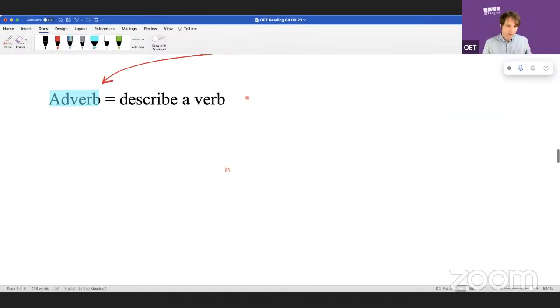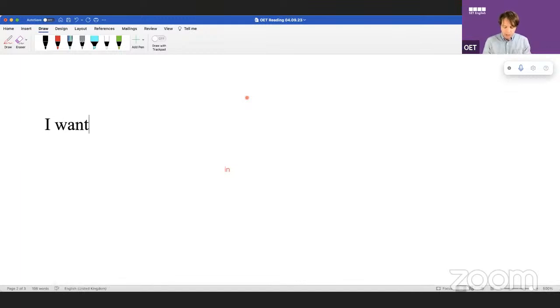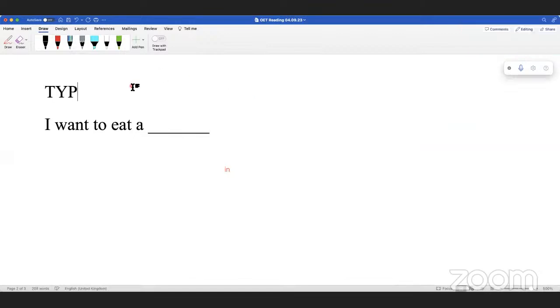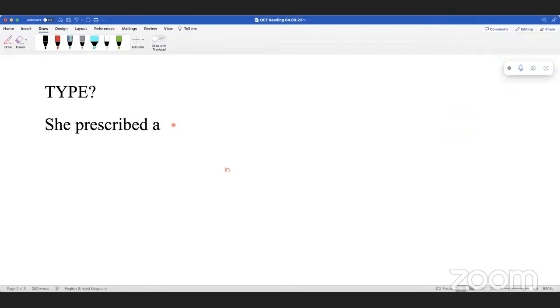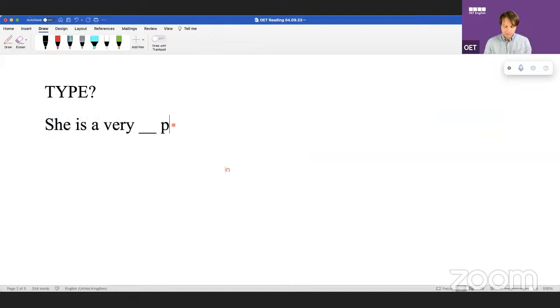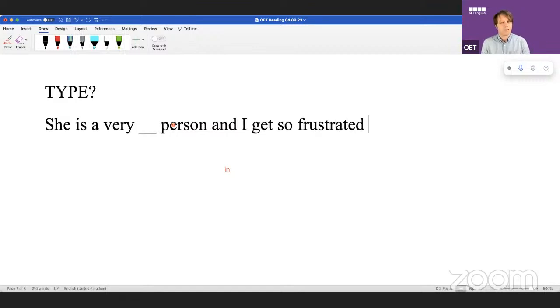For example, very easy examples now. I want to eat a blank. What type of information do I want here, guys? Noun. It's going to be food, right? Or what about this? She prescribed blank. Medicine. Medication. Noun.